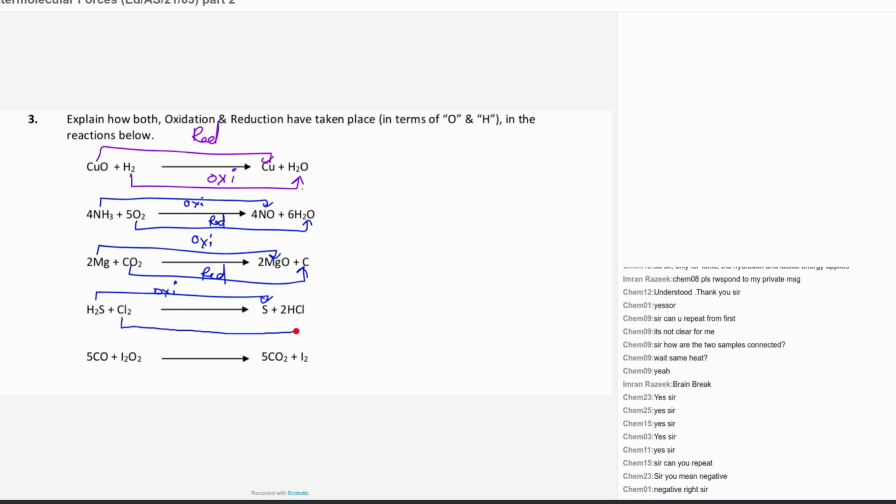And chlorine has gained hydrogen, therefore it's reduction. Carbon monoxide has gained oxygen, oxidation. Iron oxide has lost the oxygen, therefore it's reduction. Please check your answers.